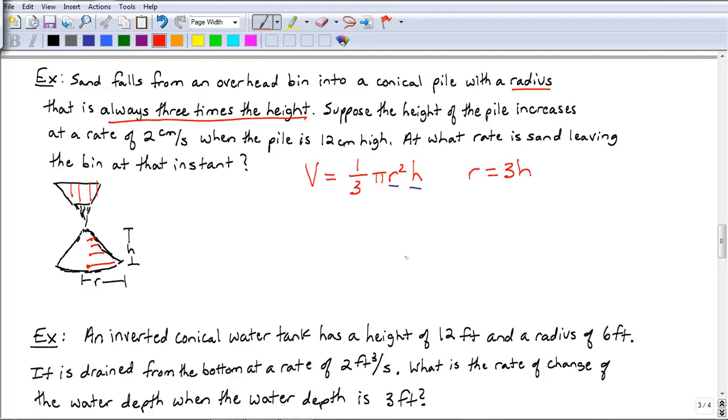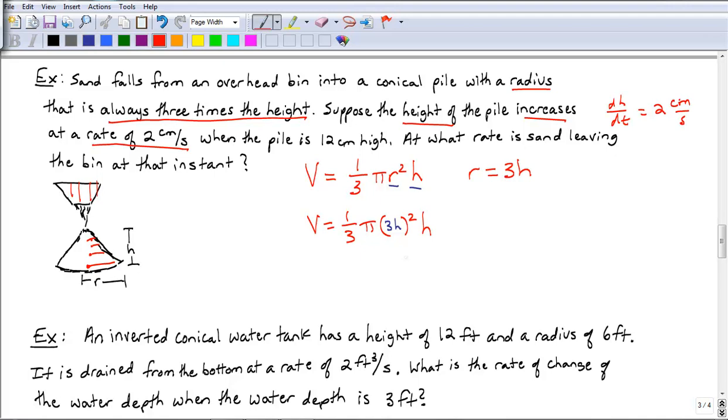So the question is, which letter do I want to leave in there? The r or the h? Well, the next part of the problem is telling me how the height of the pile increases, and it tells me the rate. So that's dh over dt. It's telling me how the height changes with respect to time, and it increases, so it's positive too. So that tells me I want to leave the h's in there. So I'm going to replace the r's. Well, I can replace the r's: every place that I see an r, I can write 3h instead.